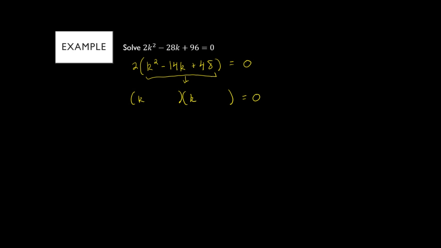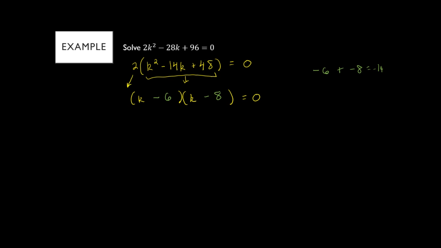So I need numbers that multiply to get 48 and add to get negative 14. To get a positive 48, they're both negative, and to add to a negative 14, they have to be both negative. So both of these are going to be negative. And I think negative 6 and negative 8 will give me negative 14 when I add those. Let's see. Yes, that will give us negative 14, and those multiply to a positive 48. So I get a minus 6 and a minus 8. And the order you put those doesn't matter.